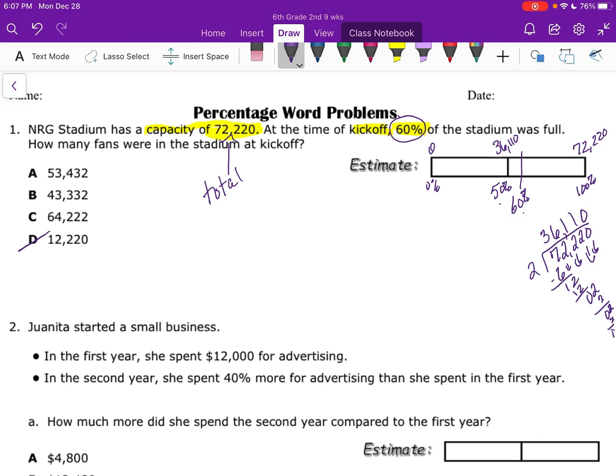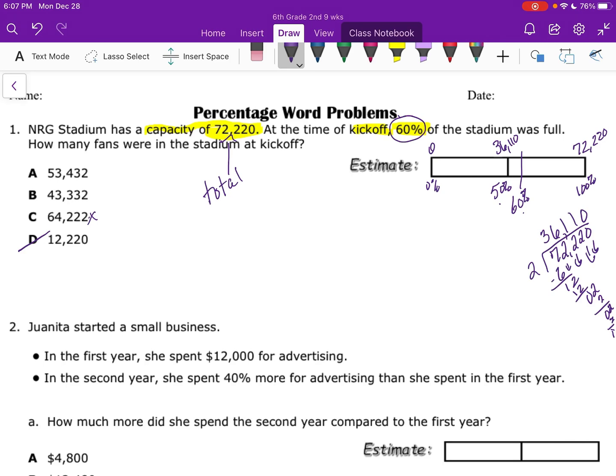So 64,222 is probably too big. So we can probably eliminate this one. Okay, but we're just going to leave it just in case. But yeah, there's no way it's going to be 64,000. It's either going to be 53 or 43. All right, so let's give it a try.